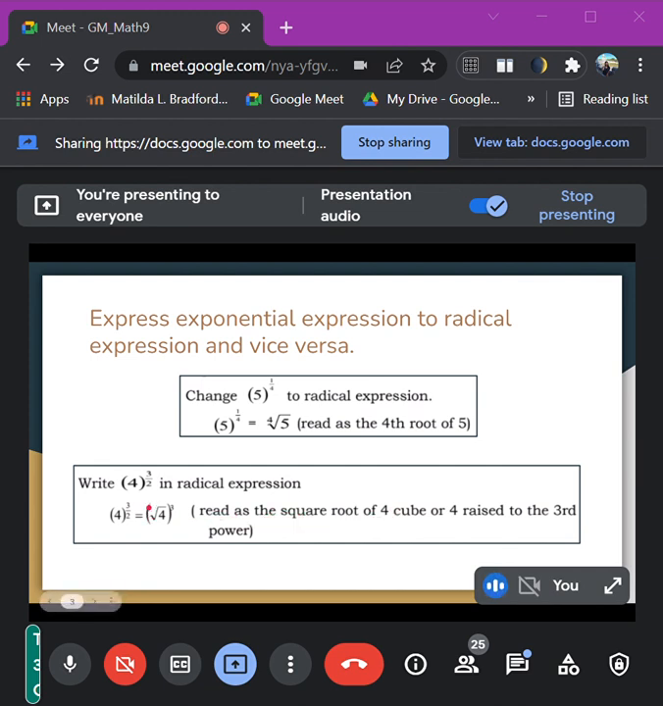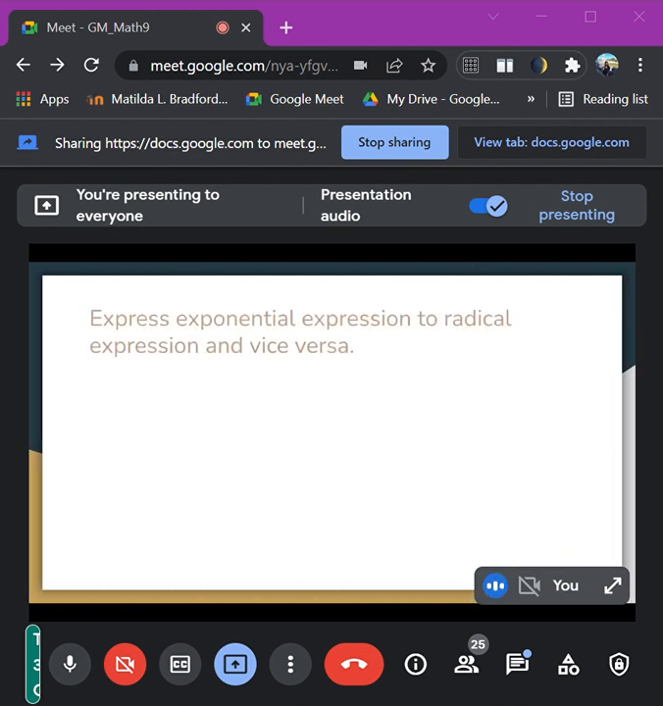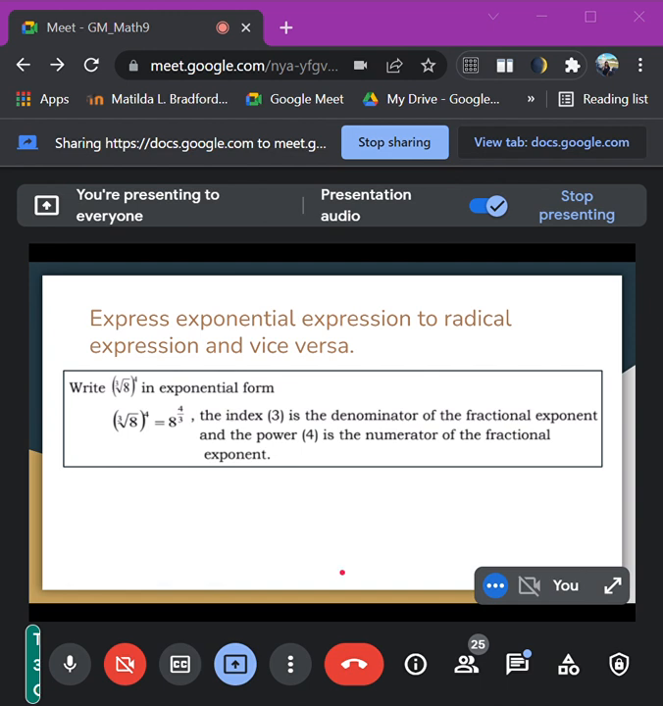Square root of 4, and then cube. Or raised to the third power. Or raised to 3. Pwede na siya, raised to 3. So those are our examples for expressing exponential to radical. Okay, let's have the next one.